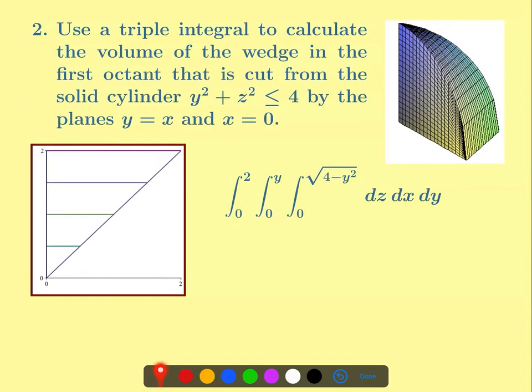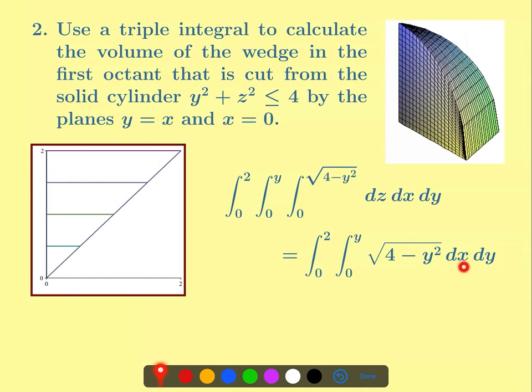We're going to get this triple integral for the volume of this wedge. Now we want to integrate this. So we integrate with respect to z first. And again, since there's a 1 here, we're just going to get z evaluated from 0 to the square root of 4 minus y squared. That's just going to be the square root of 4 minus y squared.